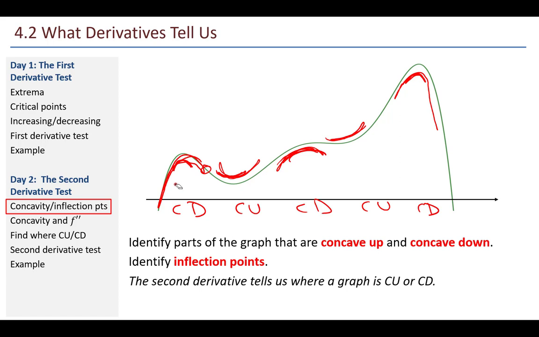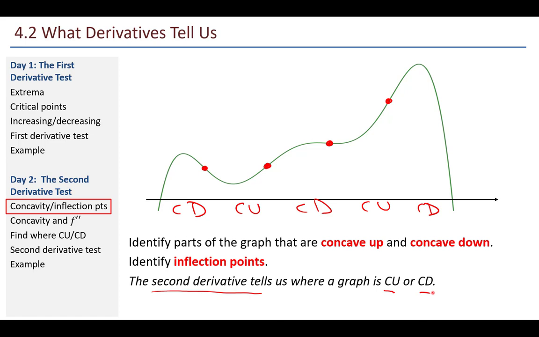We can find those points where it changes concavity. Those are the points on the curve itself. And those are the points on the curve where the curve straightens out the most. When the curve straightens out and then changes concavity, that is an inflection point. So this curve has 4 inflection points, the division points between where it's concave up and concave down. The second derivative tells us where a graph is concave up or concave down.